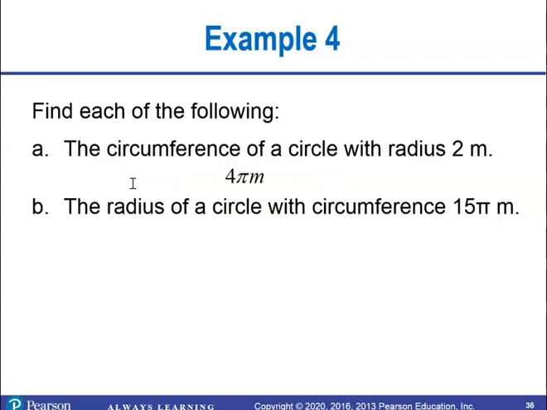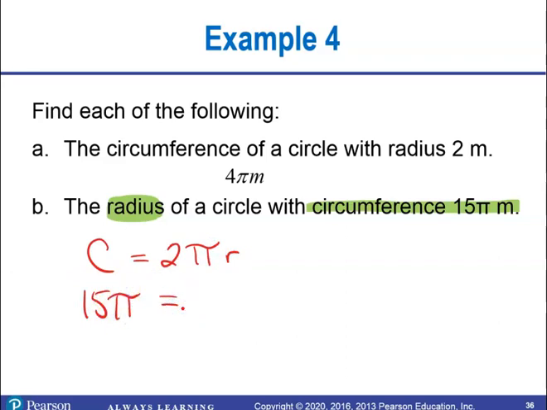All right, how'd it go? So the radius of a circle with circumference 15 pi meters. Okay, this time, y'all, they want to know the radius, and we know the circumference. Formulas are the same, right? Circumference is equal to 2 times pi times r. So I'm going to plug in 15 pi in place of my circumference, because that's what they told me it was. And over here, I have 2 pi r.